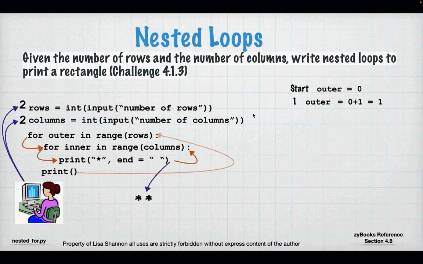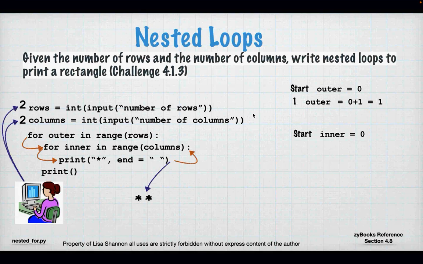And now outer is 0 plus 1, which is 1. And inner goes back to 0. It's as if inner had never run before. And that's another concept that can throw people off at first, if they think that inner is still at 2. But inner in this case won't be at 2 until it starts again.